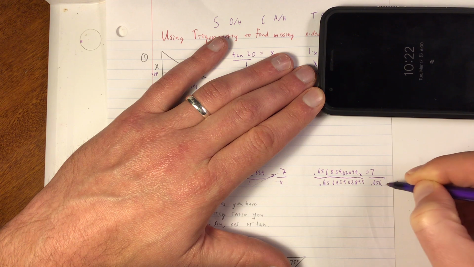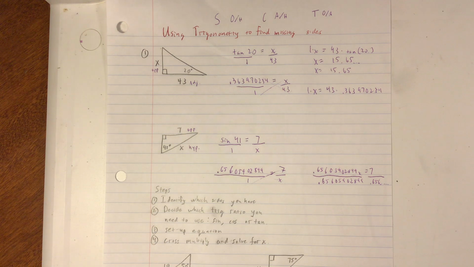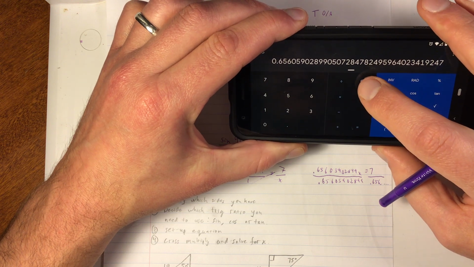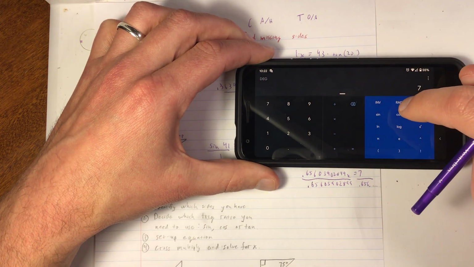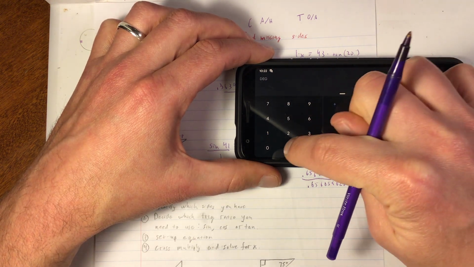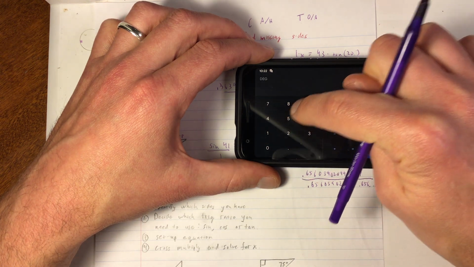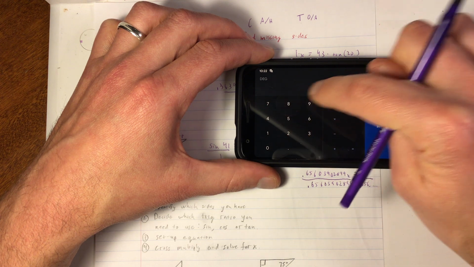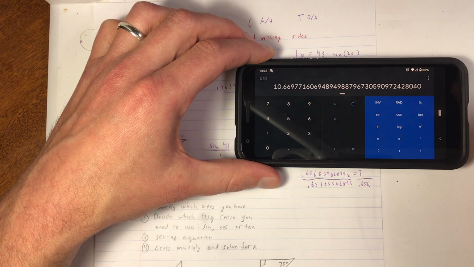I'm not going to write all those out. And so then I take my calculator. I'm going to do 7 divided by 0.6560590288, 899. Hit enter. There we go.